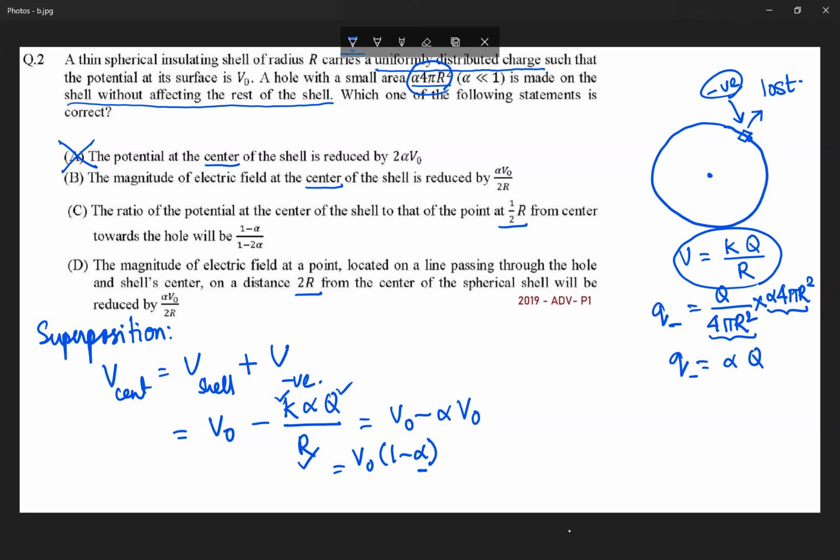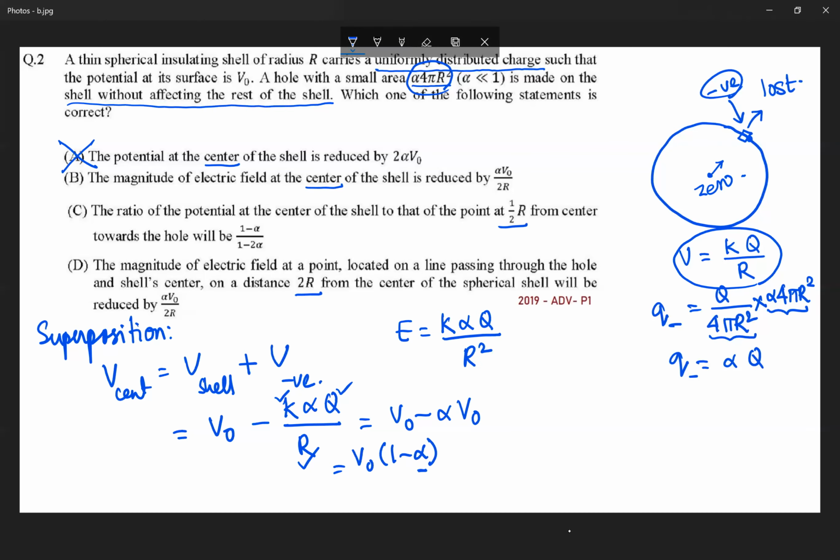As it is, when the shell is complete, the electric field at the center is equal to 0. So when you remove a very small part of the charge, there is going to be an electric field in that direction. The electric field is because of the negative charge that we are adding. The electric field is equal to K into the quantity of the charge, which is alpha Q, divided by the distance, which is R square.